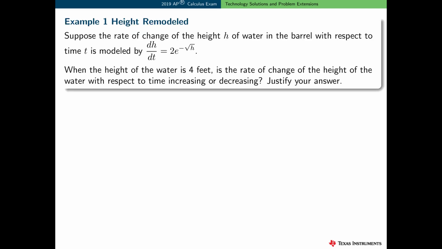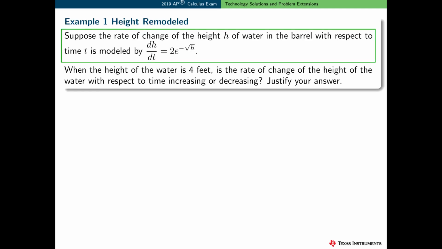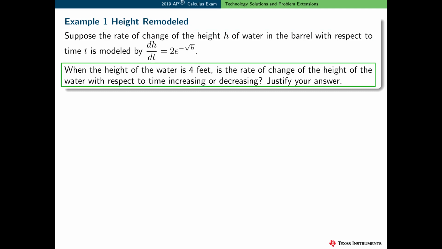Here is a related example for you to consider. In the context of this free response question and the cylindrical barrel, suppose the rate of change of the height h of the water in the barrel with respect to time t is modeled by this expression. This is a little different from the original. When the height of the water is 4 feet, is the rate of change of the height of the water with respect to time increasing or decreasing? And don't forget to justify your answer.